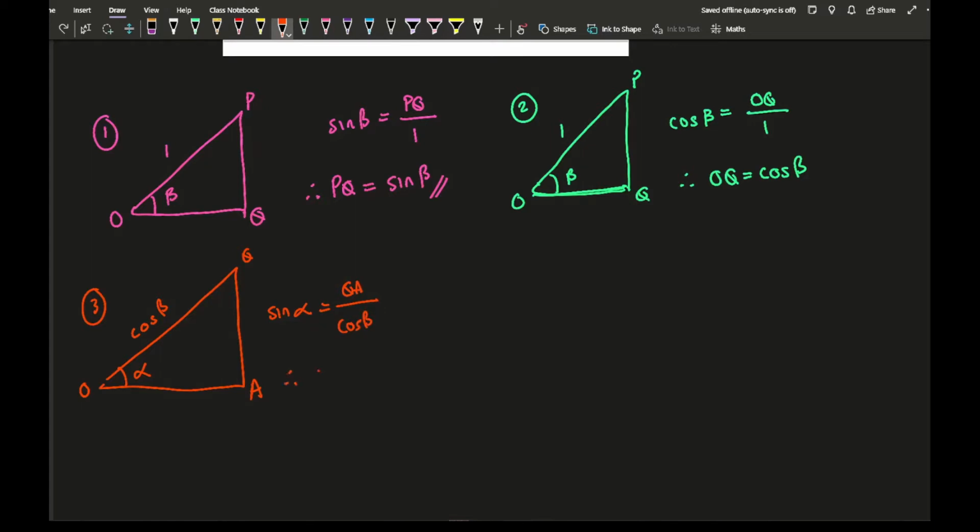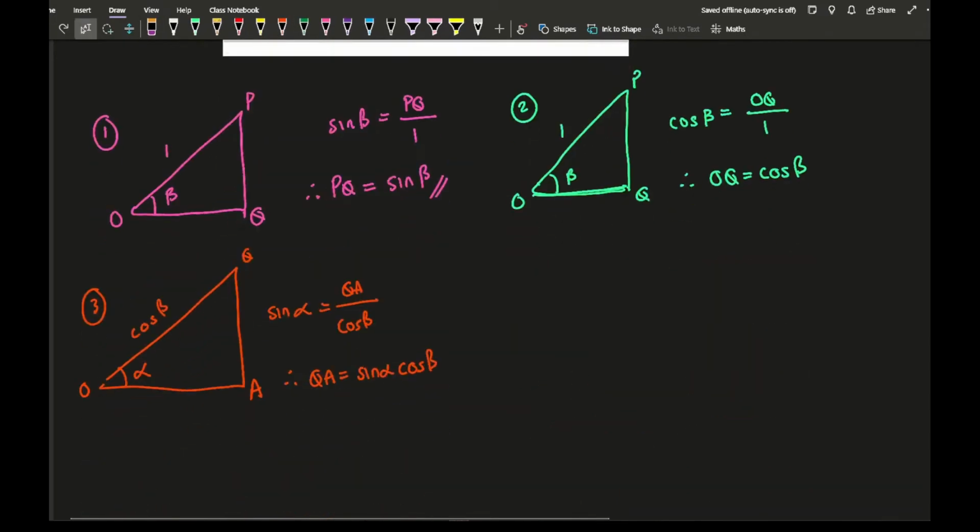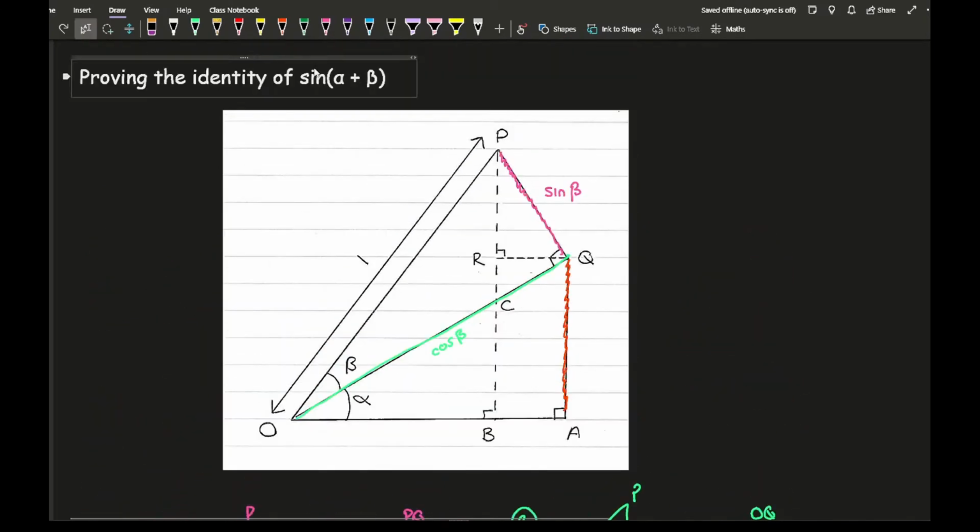So therefore Q to A is going to equal sine alpha cos beta. So from this diagram here, I can label this, and just double check to make sure that I've got it correct, it's sine alpha cos beta. And Q to A is the same as this length here. So this length here is also sine alpha cos beta.